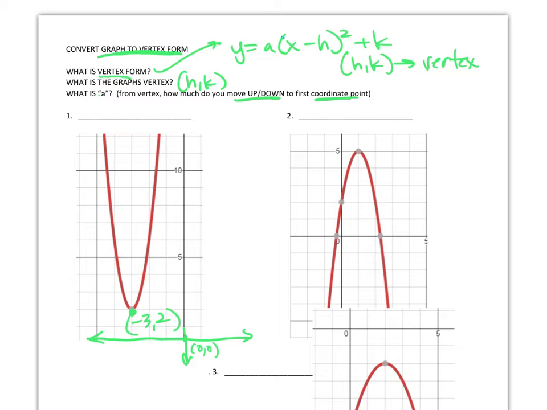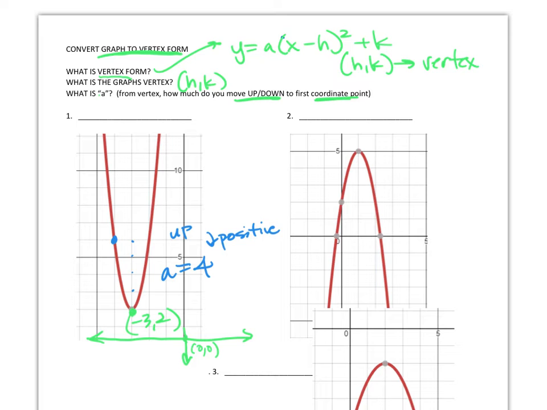Now let's take a look at one more thing. We need to figure out a. So we need to move up or down to a coordinate point that is exact. If you take a look at that, that is an exact coordinate point as far as having integers. So what happens? 1, 2, 3, 4. What that means is our a is 4. And again, we went up, so this is positive.